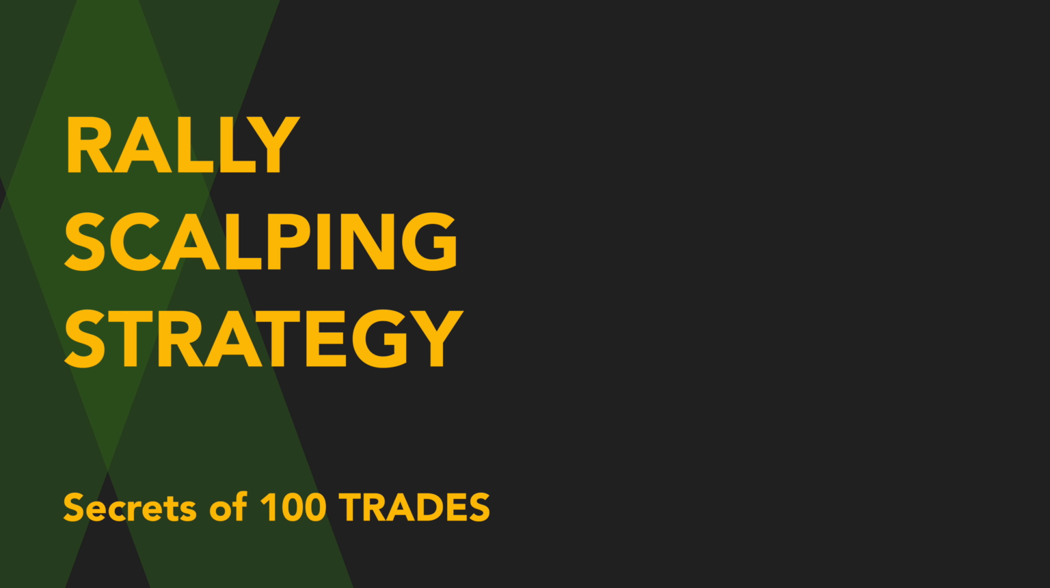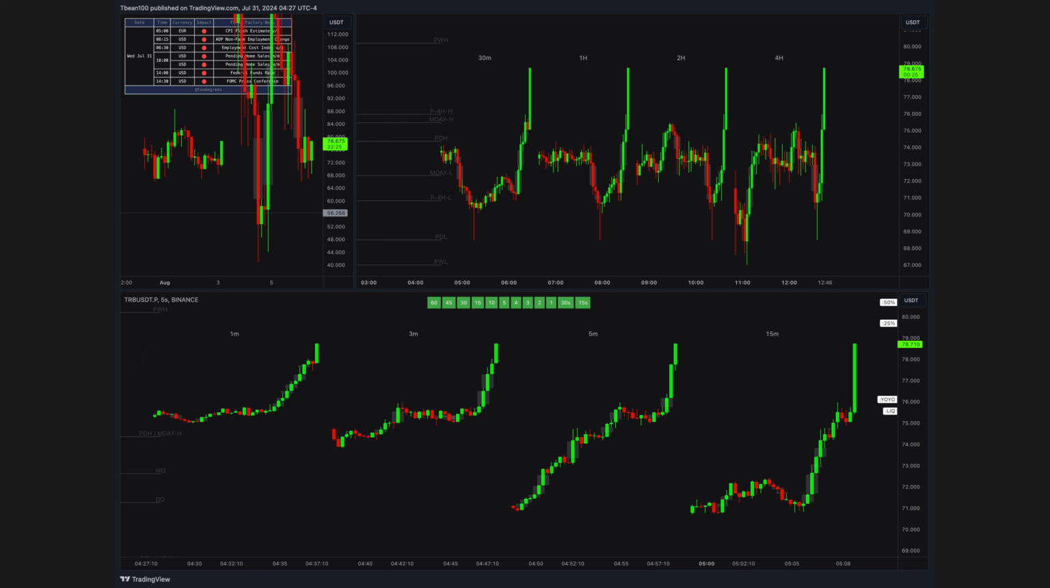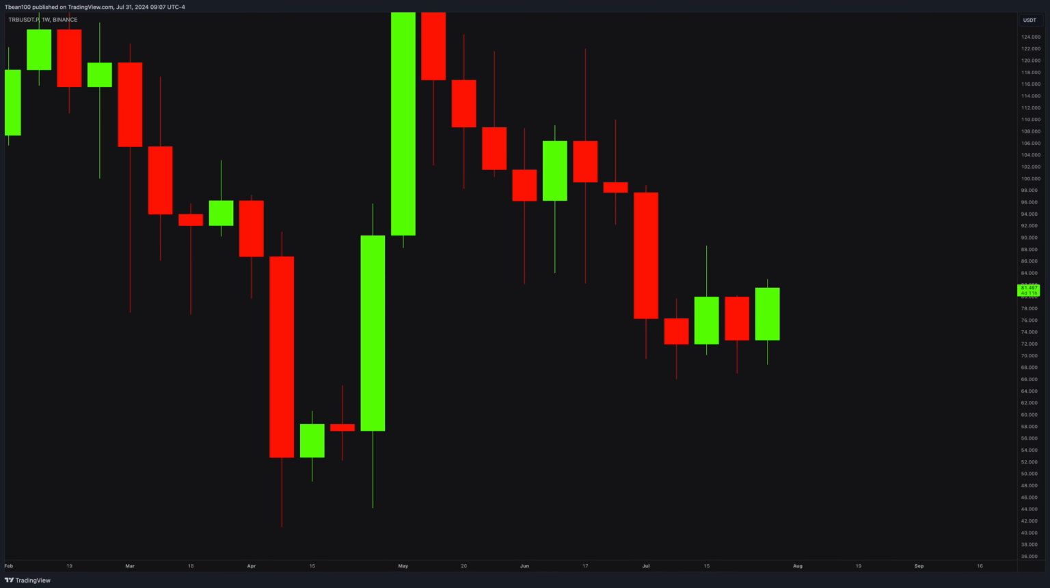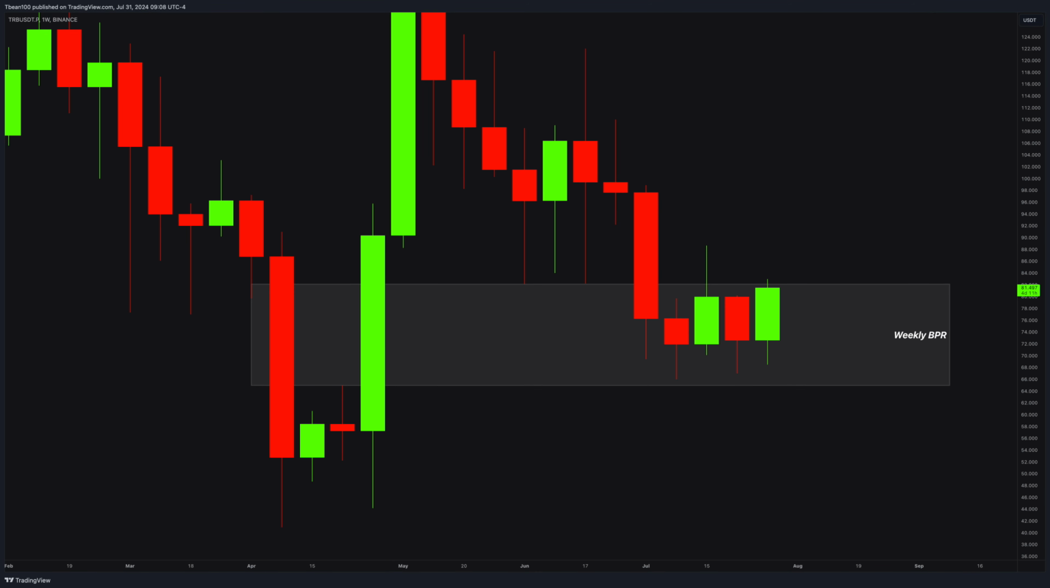Let's change the subject a bit today and try to talk about continuous micro scalping of ongoing rallies. Today's top gainer was the TRB coin, a massive rally. First, let's see the price action with the top-down analysis. TRB reacted to this weekly balanced price range area already.